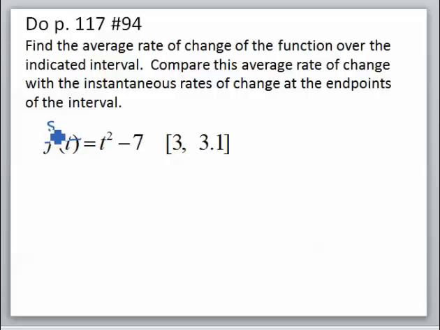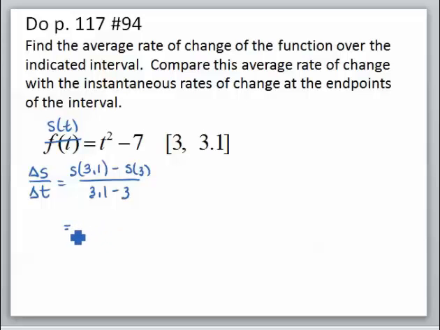I'm going to go ahead and rename this as S of t, because we know average rate to be a change in position over change in time, which would be S of whatever time interval we're talking about, from 3.1 to 3, over the change in time, 3.1 minus 3. Now, it doesn't matter which order you do that in. I just like to do it that way so that it has positive numbers. So I'm going to get 0.1 down below.